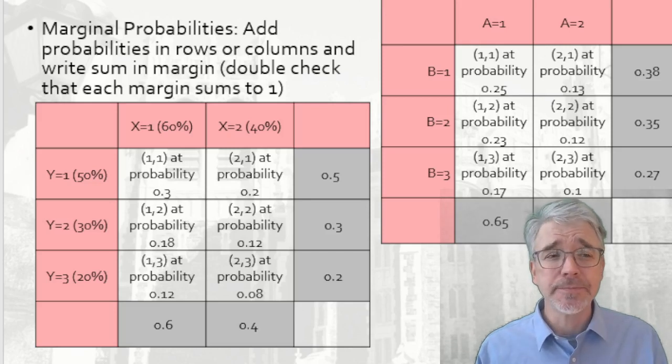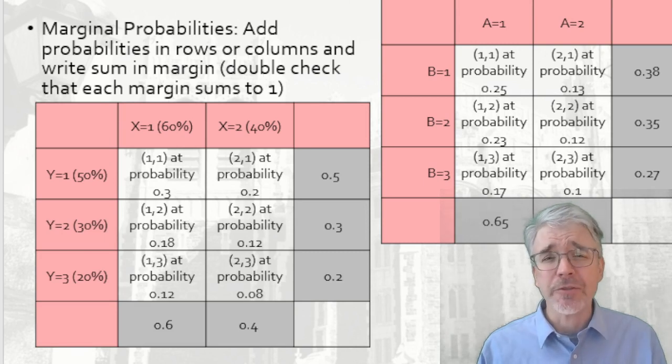Finally, note for the XY model on the left, the probability in the center boxes is equal to the product of the 2 marginals. For instance, the probability of X equals 2, Y equals 1, that's 0.4 times 0.5, which equals 0.2. That's because X and Y are independent. But that's not the case in the AB table there.